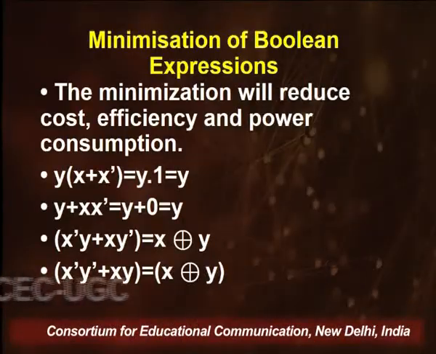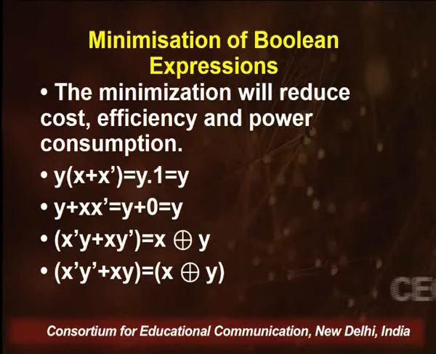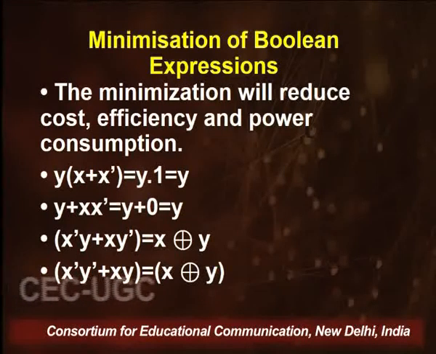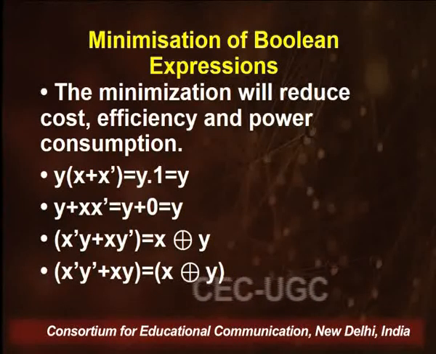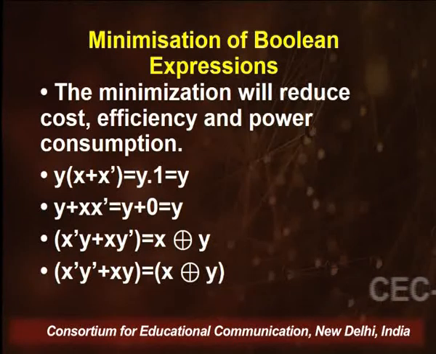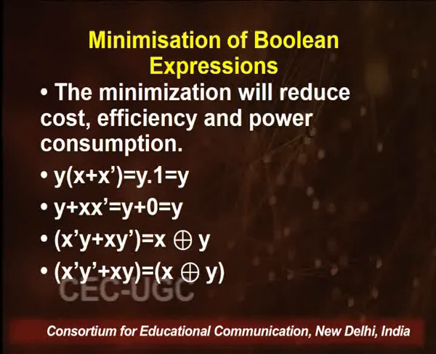resulting from a lesser number of terms. The number of inputs per gate will also be lesser, so resulting from this would be a smaller number of variables per term. Coming to this expression, if you look at these examples that I have discussed here, the minimization will reduce not only the cost of putting in the number of gates, it will also increase the efficiency and reduce the power consumption each gate utilizes.